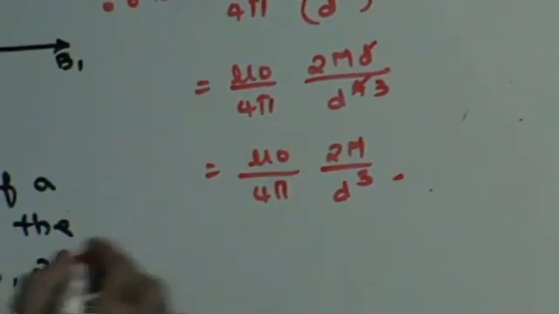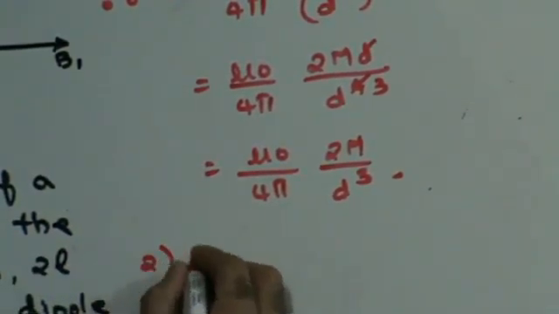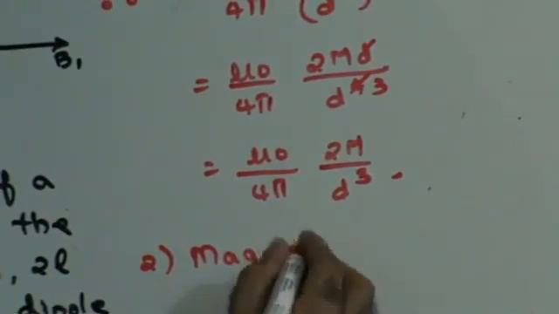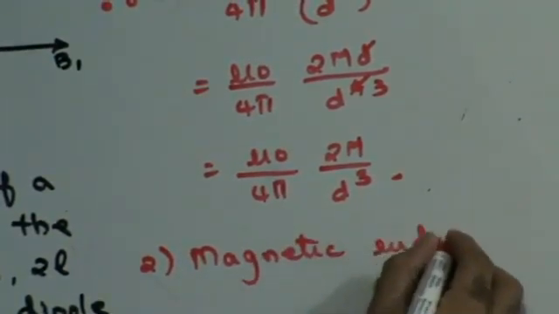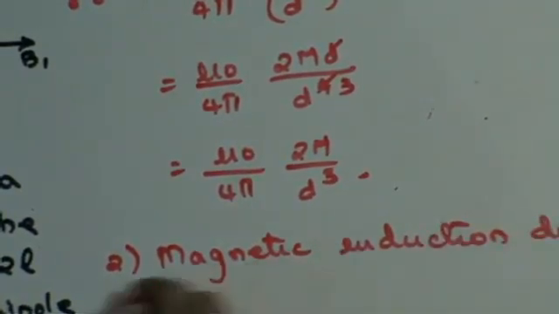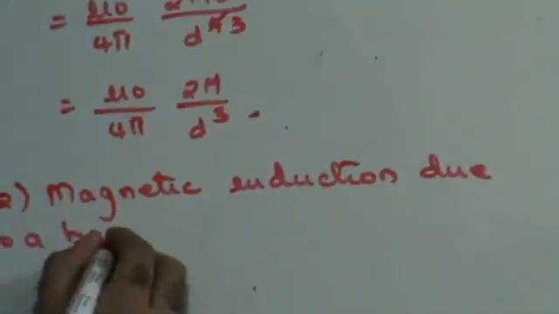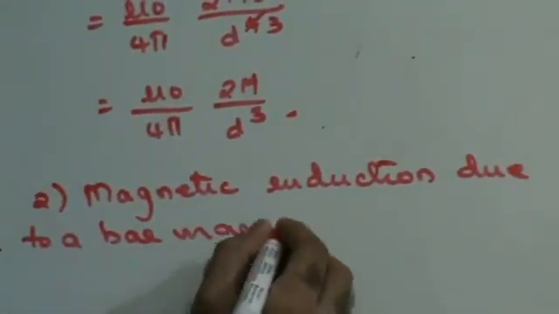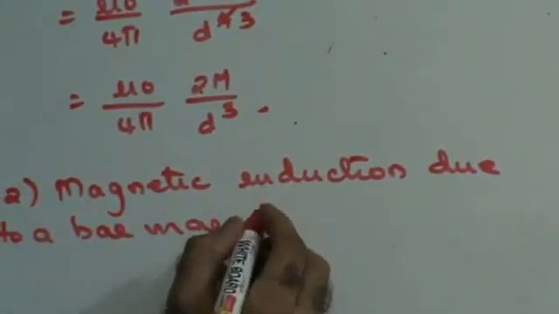Next, let's try to find another derivation. Let's find the magnetic induction due to a bar magnet at a point along the equator.